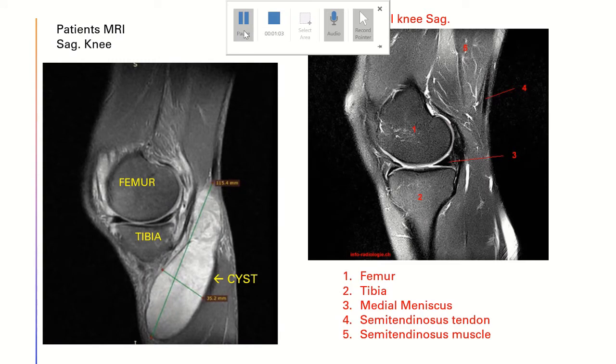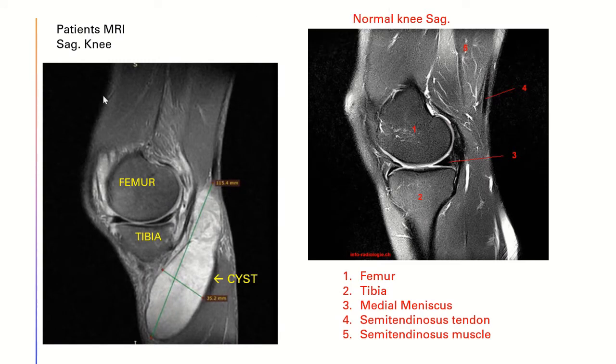So here we see his MRI on the left of the screen. Right here, you have the femur and the tibia, and this white part is the big cyst behind his knee that, as I said before, extends down to his proximal calf. And on the right, we have a normal looking sagittal MRI of a knee.